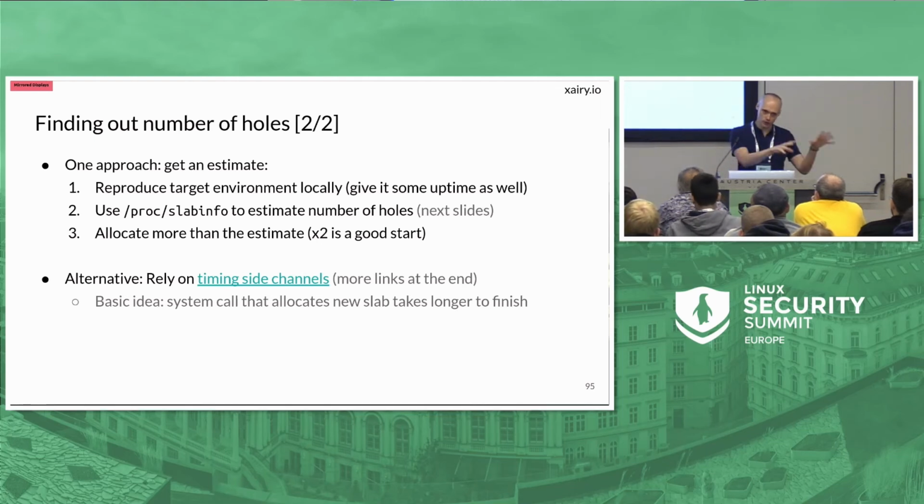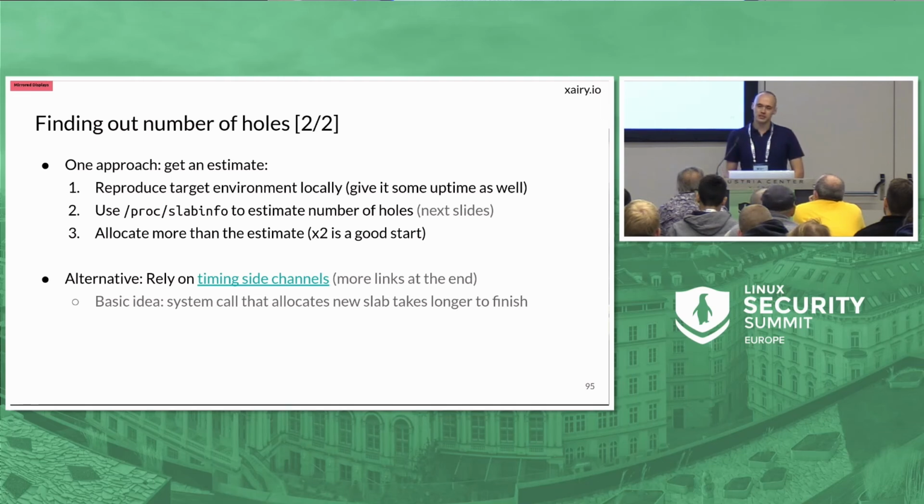We run the same kernel version. We try to run the same user space workload. We try to give it some uptime, and then see how many holes within the slabs you have on the local system. Because you can debug your local system, you can find it out easily. I'm going to explain how exactly to get this number on the local system in the next slides.